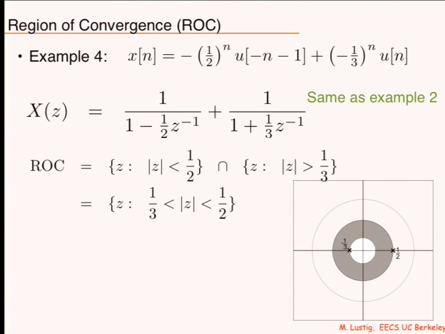This is an example of a left-handed sequence and a right-handed sequence. So you can compute the same thing as example 2 and get the exact same result, only this one has a region of convergence less than a half. This one is greater than a third. As it turns out, the region of convergence of the entire sequence is in between those regions. It's a ring. That's the region where you can write that function. Otherwise, you cannot write it. It's going to explode. So that's the region where you can write it.